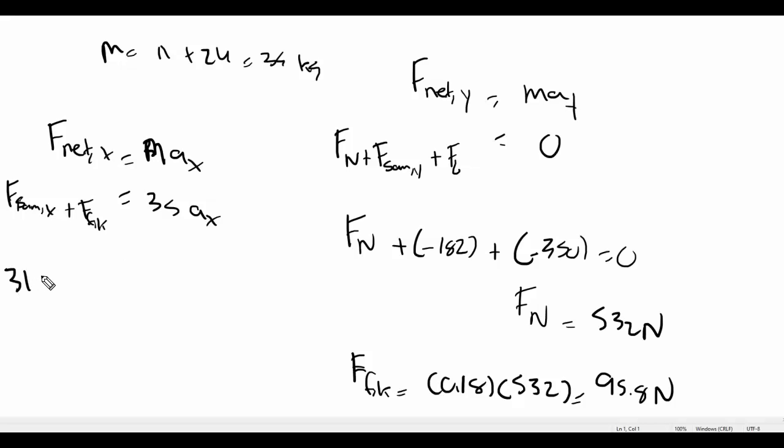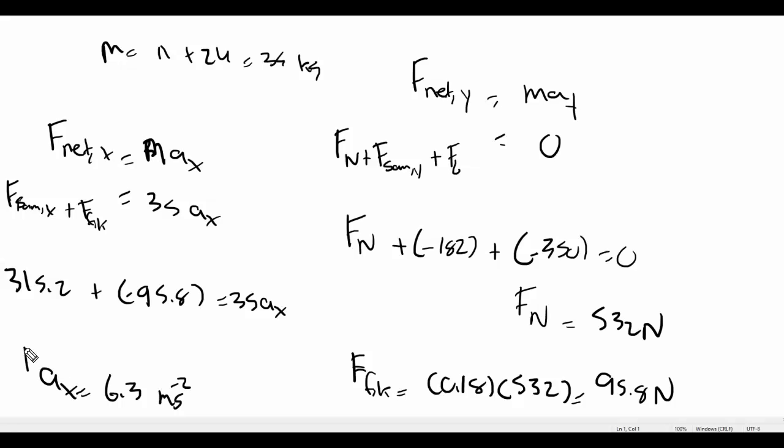So I have 315.2 plus negative 95.8 equals 35 AX. 315.2 minus 95.8, and then divide by 35, and I get AX equals 6.3 meters per second squared, and I am done with number 2.